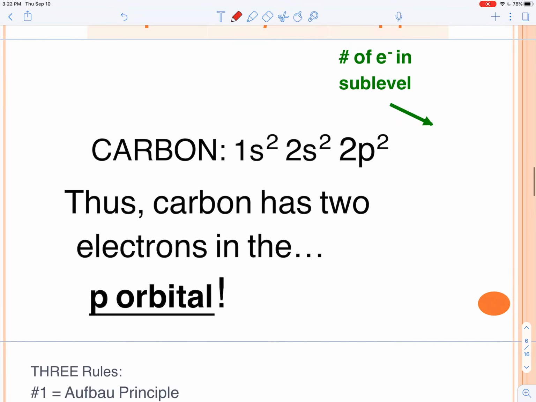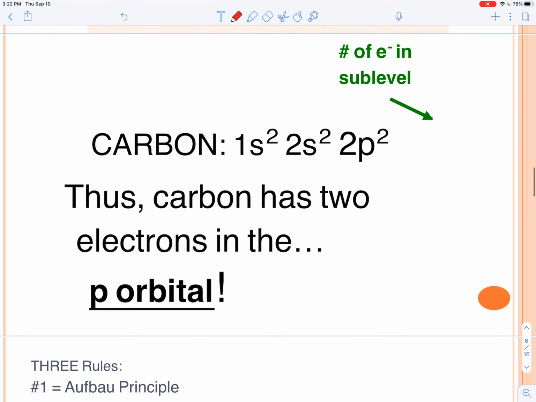So again, going back to carbon, this top number tells us how many electrons there are, and so carbon has 2 electrons in the p orbital here, and it's got other electrons in the s orbitals. So we're going to figure out how we got to this eventually, and you'll learn what all of this is.